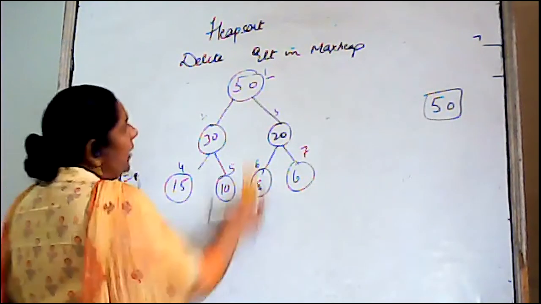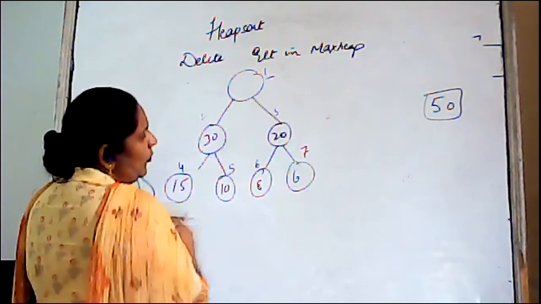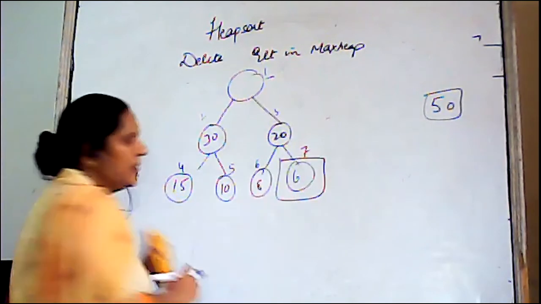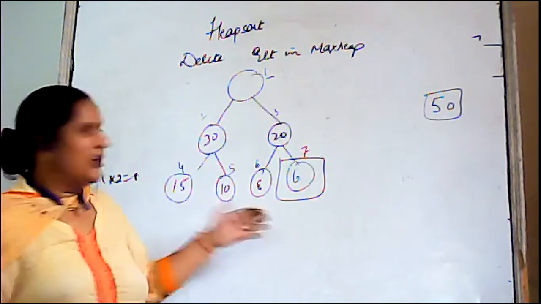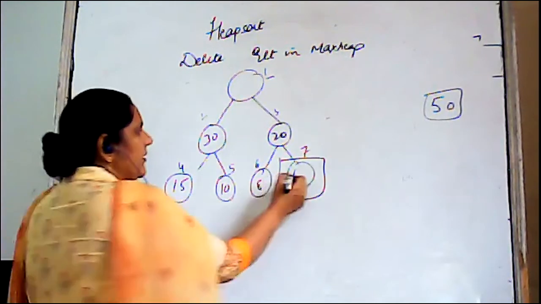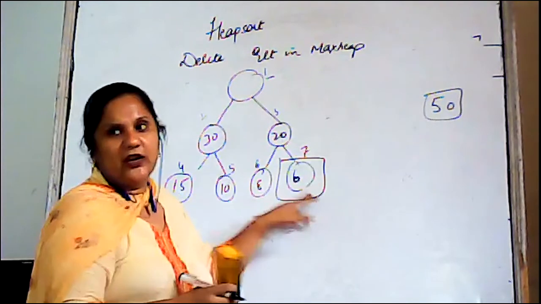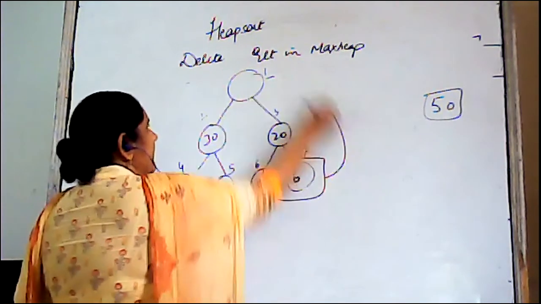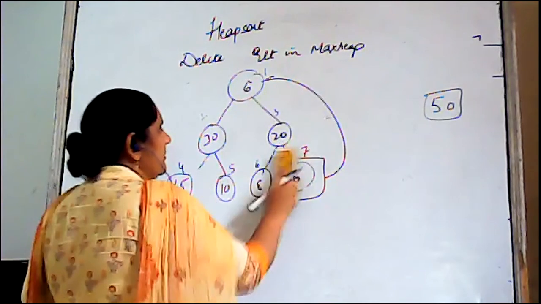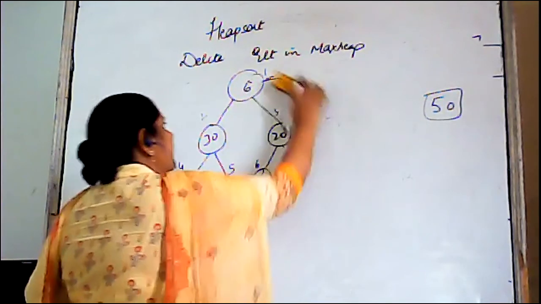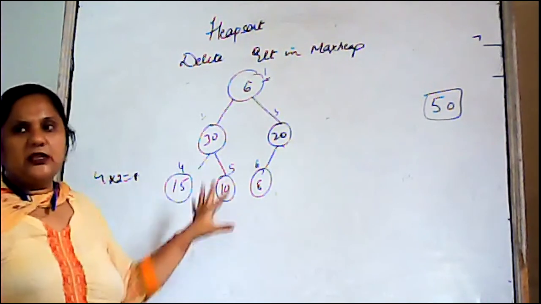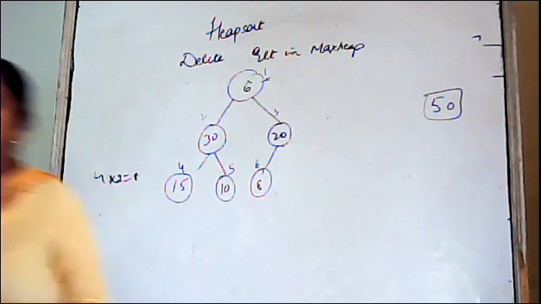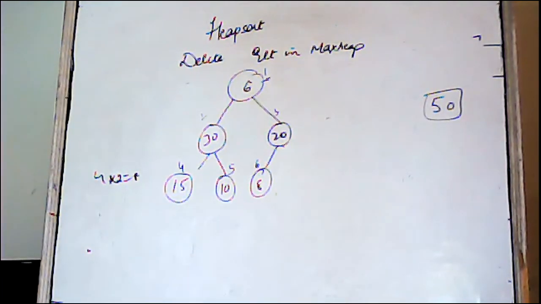Now you have to replace this number with the right child, or if it has only one child, you can replace it with the left child. So this is the right child, the 7th node. Put 6 here. Once it is here, just remove it. Now 20 has only one left child, that is 8. Now you see this tree is not satisfying the max heap property.